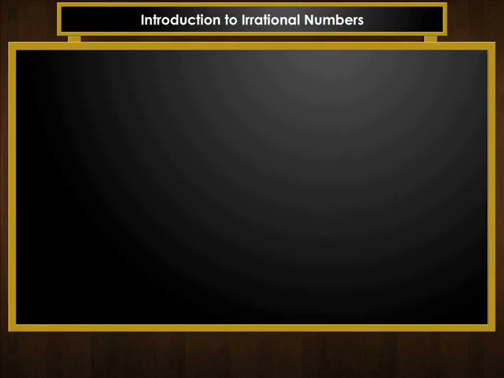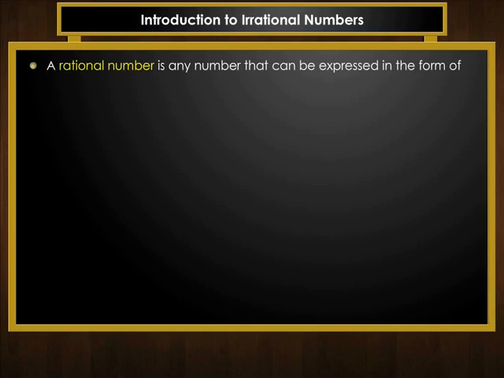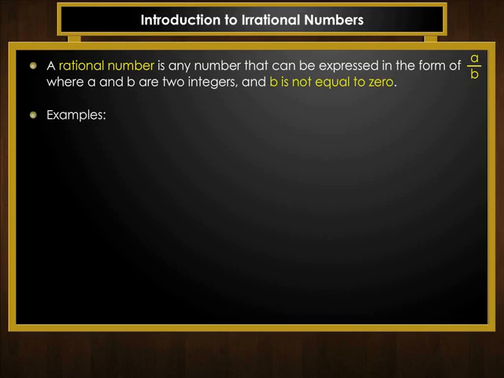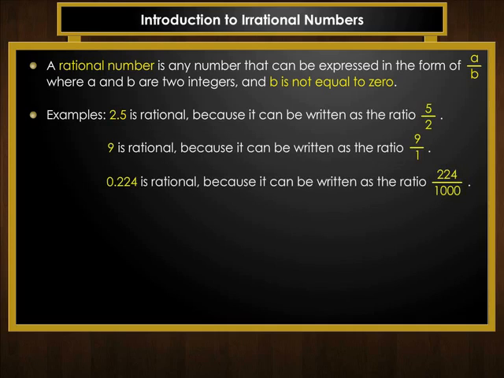To understand what are irrational numbers, we first need to know what are rational numbers. A rational number is any number that can be expressed in the form of a by b, where a and b are two integers and b is not equal to 0. For example, 2.5 is rational because it can be written as the ratio 5/2. Take a look at the screen for more examples.